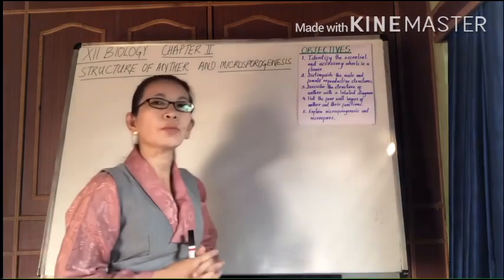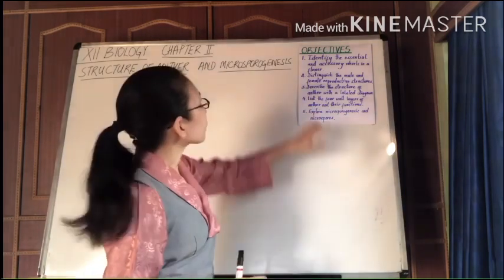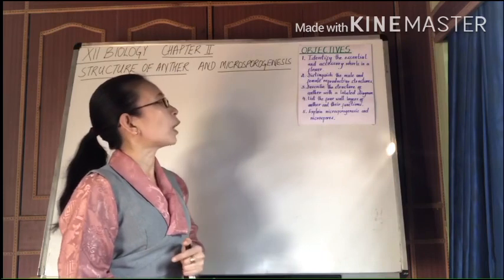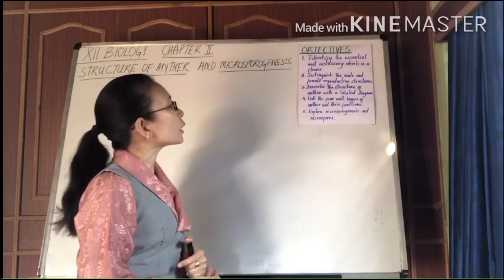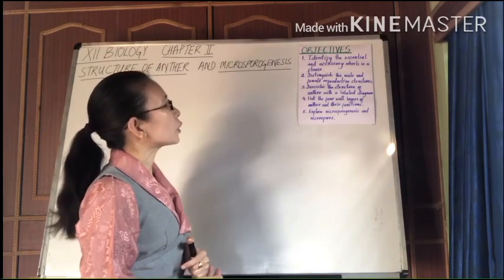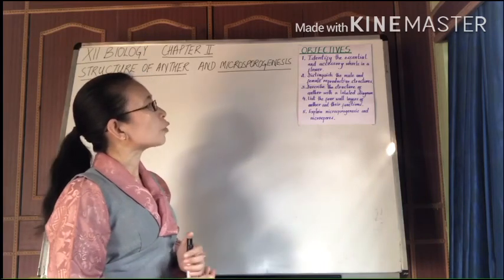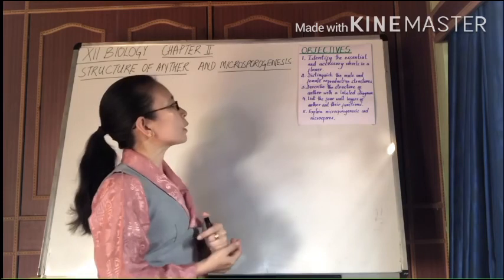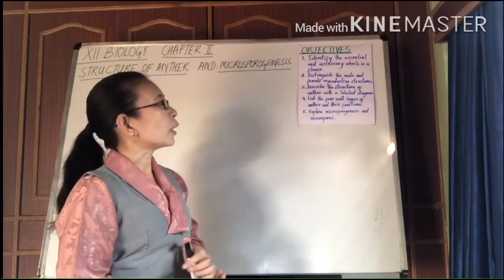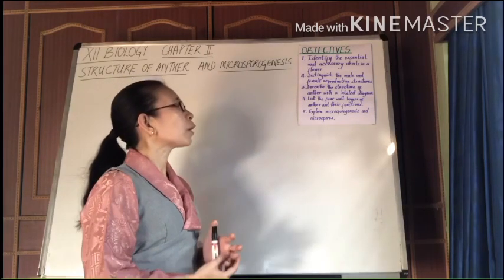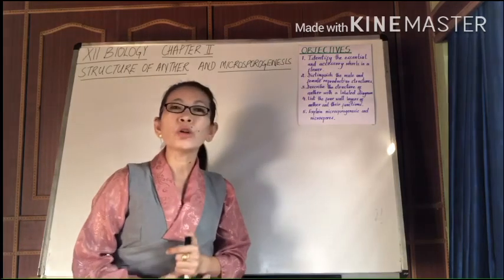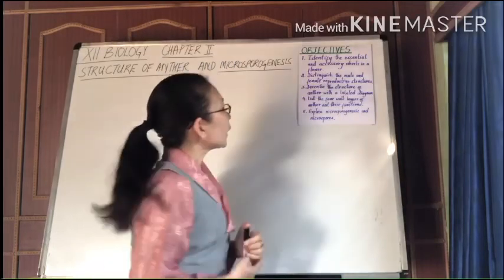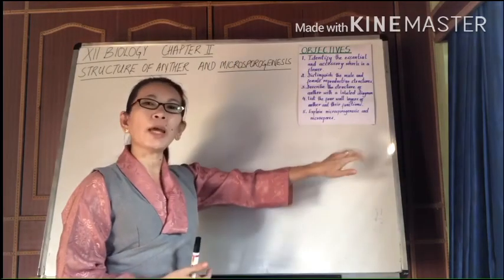And here are the objectives of this session. 1. To identify the essential and accessory walls in a flower. 2. To distinguish the male and female reproductive structures. 3. To describe the structure of anther with a labeled diagram. 4. To list the 4 walls of anther and their functions. And 5. To explain Microsporogenesis and microspores. And I expect each one of you to achieve these learning objectives by the end of this session.